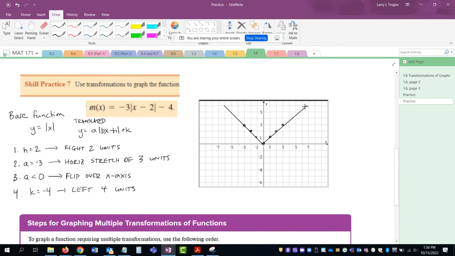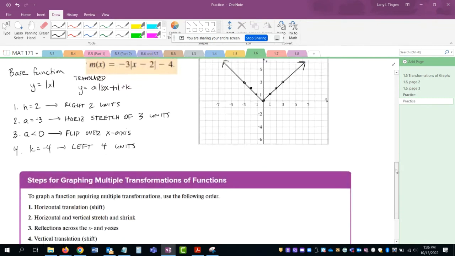So we'll add the little arrows on the end. So what have we done to this problem? Well, I take the graph, I move it right 2 units, I stretch it 3 units, I flip it over the x-axis, and then I go left 4 units. That is going to take some major manipulation.